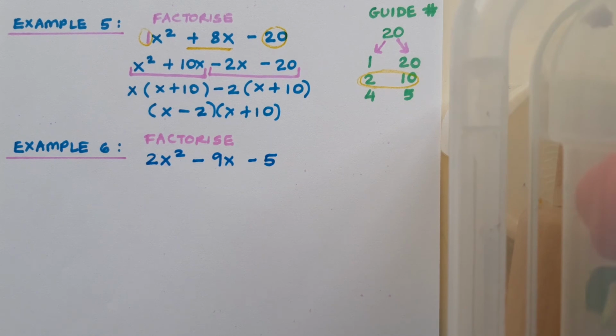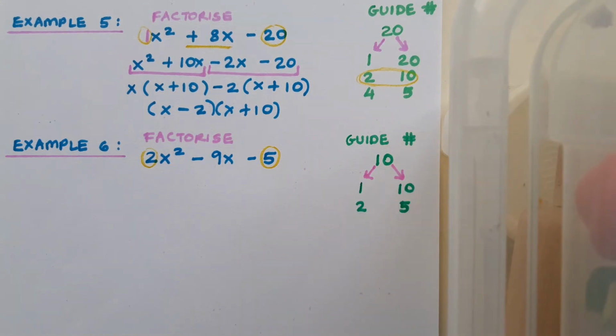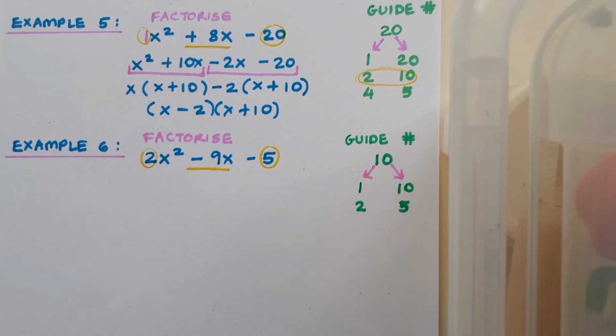Example 6, we want to factorise 2x squared minus 9x minus 5. Let's get our guide number. So we'll multiply 2 by 5, and that will give us 10. I have a couple of options for the factors of 10, and they are 1 by 10 and 2 by 5. I look back to my quadratic and notice the middle term was minus 9x.